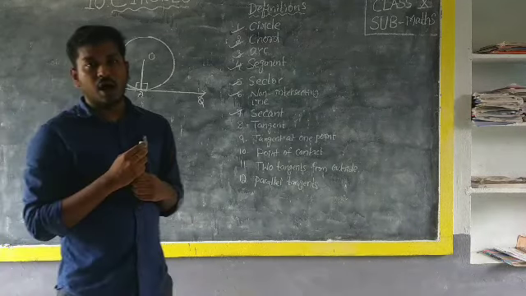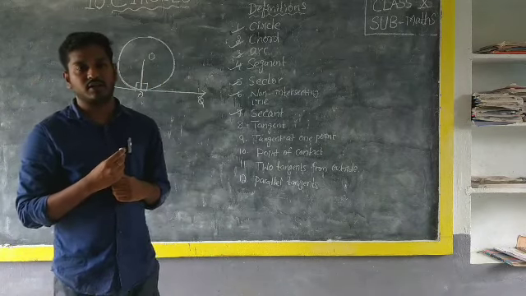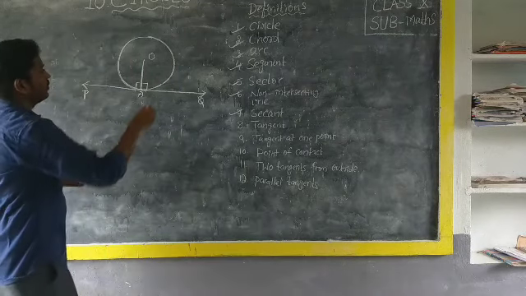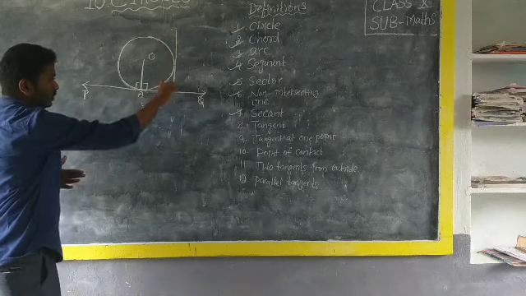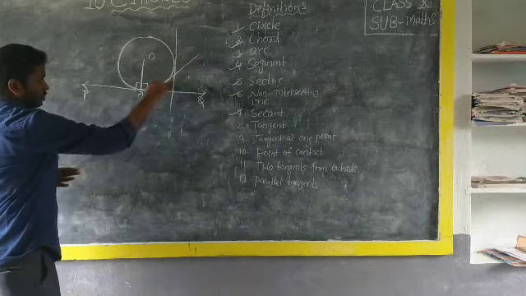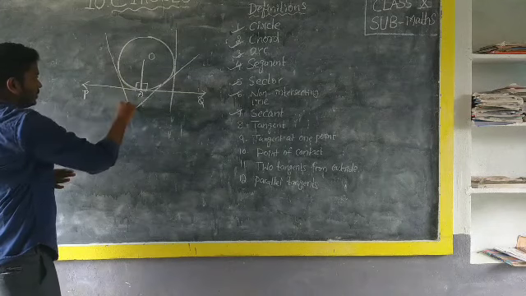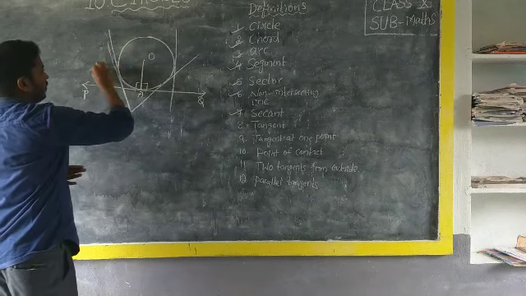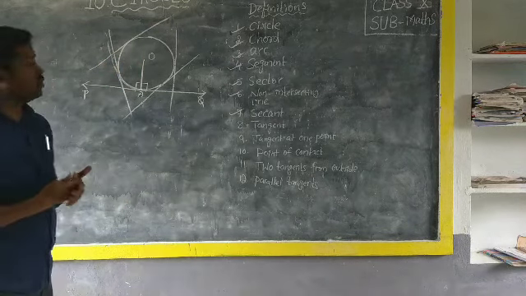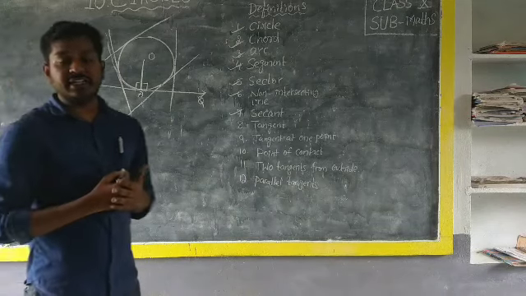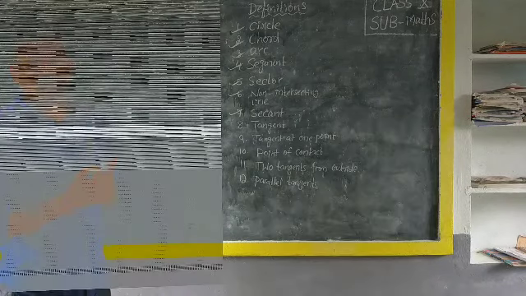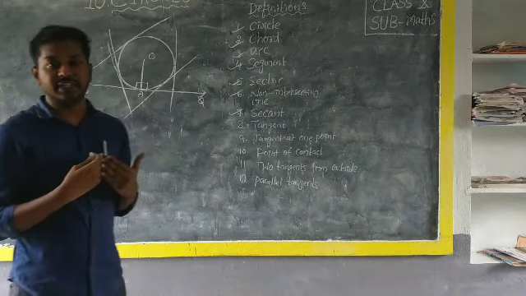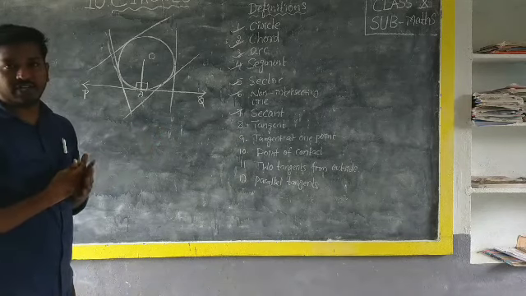In a circle, how many tangents can we draw? If you observe here, I can draw this tangent, this is also a tangent, and this is also a tangent. In this way I can draw infinitely many tangents. How many tangents can we draw in a circle? We can draw infinitely many tangents.